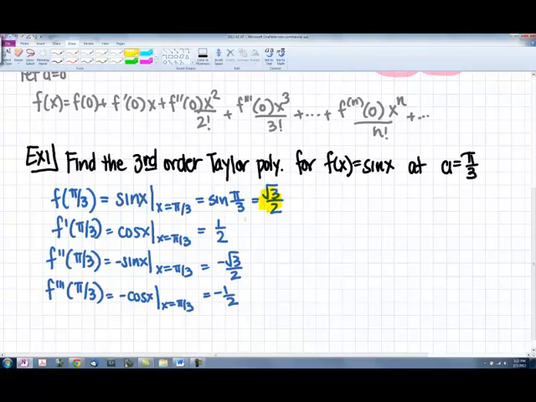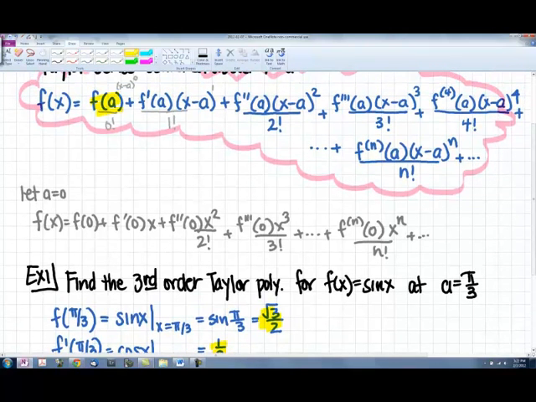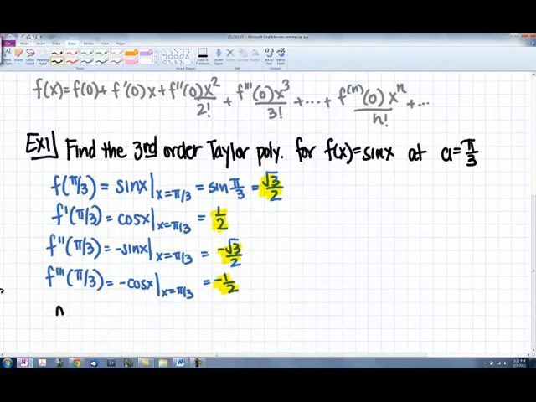So all of these are our derivative values, similar to the derivative values we had the other day, and those are all going to get plugged in for our derivatives. So for f of a, f prime of a, f double prime of a, f triple prime of a, and so on. So let's actually take those and plug them in. Actually, let's use a better notation. I'm going to put T sub 3 of x for the third order Taylor polynomial. The subscript tells me what order it is. So it's going to start out with f of a, so in this case, radical 3 over 2.